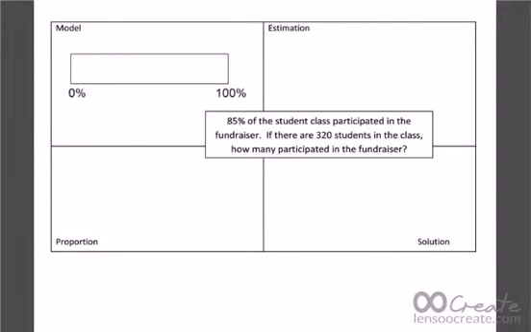Right, so here's the second problem. 85% of the student class participated in the fundraiser. If there are 320 students in the class, how many participated in the fundraiser?